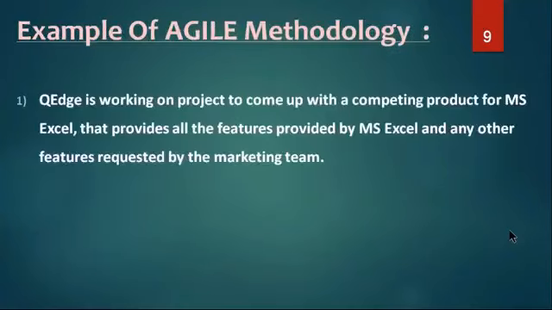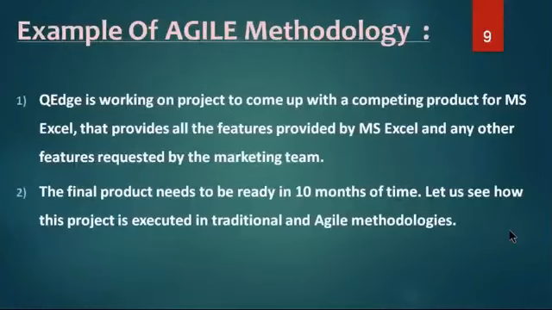If we take an example of agile methodology versus SDLC, let us prepare one. For example, my QA group is planning to prepare one competitive product called MS Excel that provides all the features provided by MS Office or MS Excel, and we are requested by marketing. The final product needs to be ready in 10 months. I want it complete in 10 months. Let's see how we can execute this in SDLC and how we execute it in agile. I'm taking the example here.